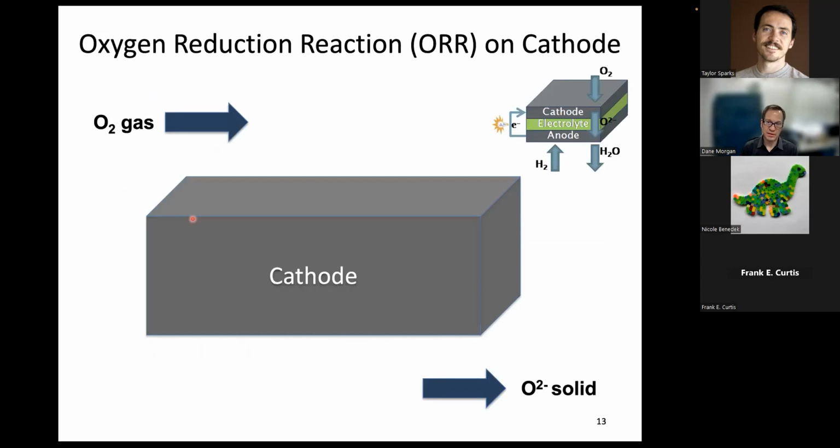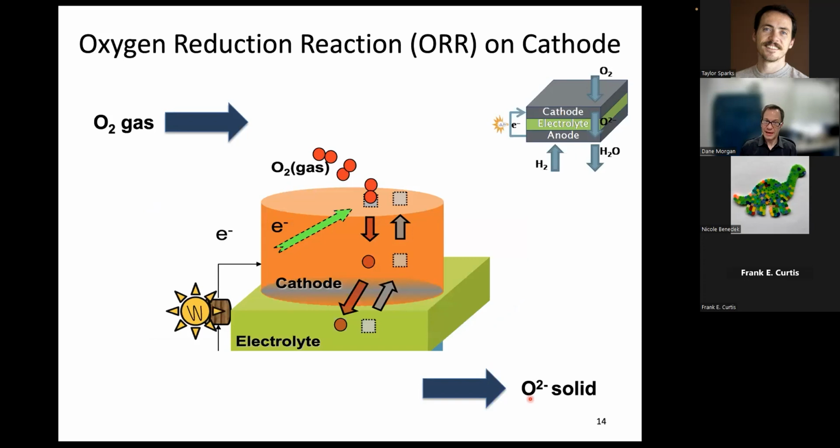And we're going to focus on cathodes. So what does the cathode have to do? It has to take oxygen gas into it, do some magic catalytically, and spit out oxygen 2- ions into the electrolyte. And that is essentially the process that it is trying to do, and that we want to make happen more easily and faster at lower temperature.